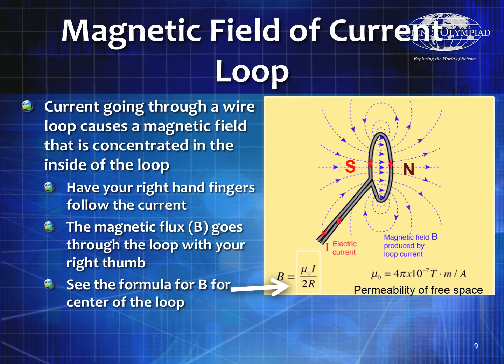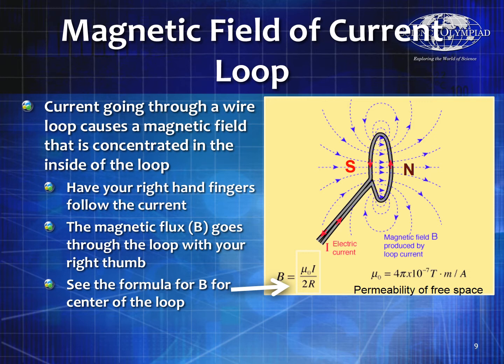Now you can also create a magnetic field using a current loop. In other words, if I've got current going around a wire, as shown here, the current will cause a magnetic field that will be concentrated on the inside of the loop. So this is akin to creating a permanent magnet using just the current.